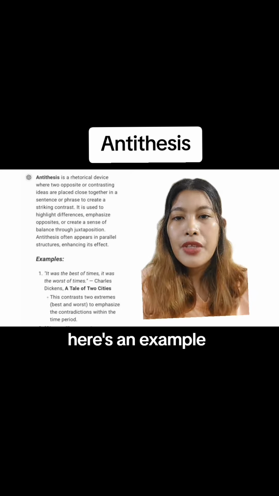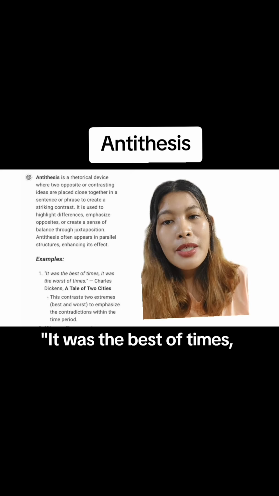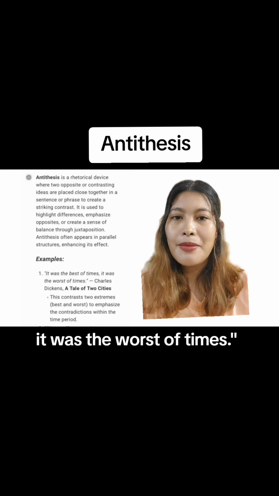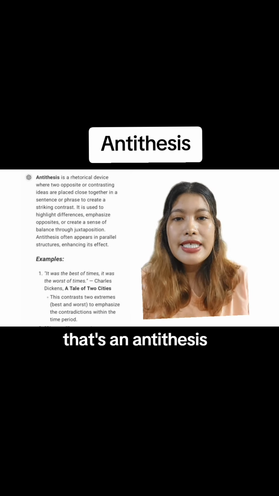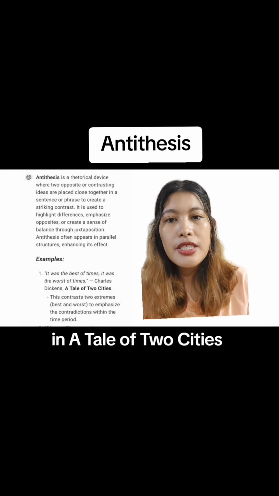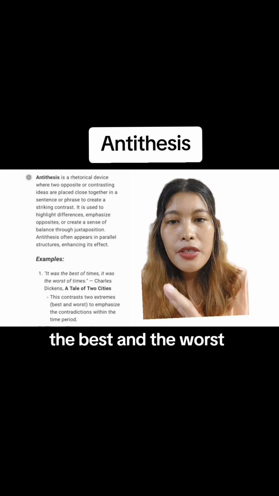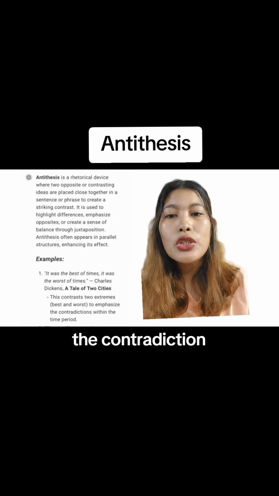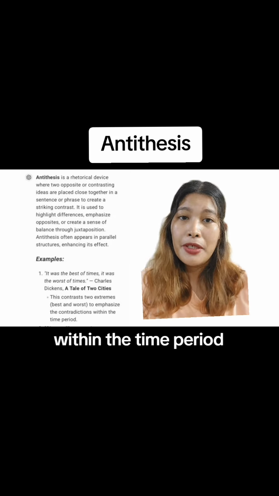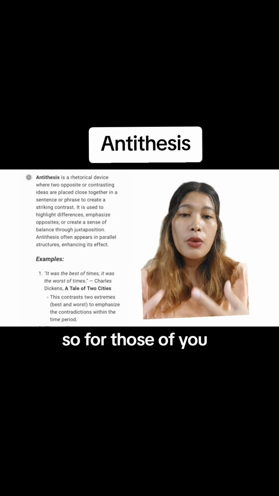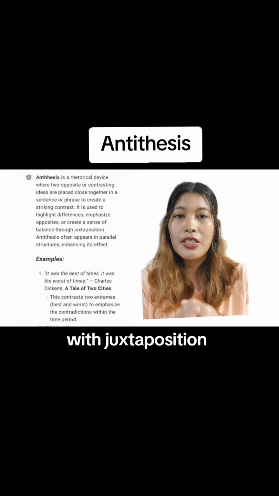Here's an example. It was the best of times, it was the worst of times. That's an antithesis by Charles Dickens in A Tale of Two Cities. This contrasts two extremes, the best and the worst, to emphasize the contradiction within the time period. So for those of you who are more familiar with juxtaposition, it is that.